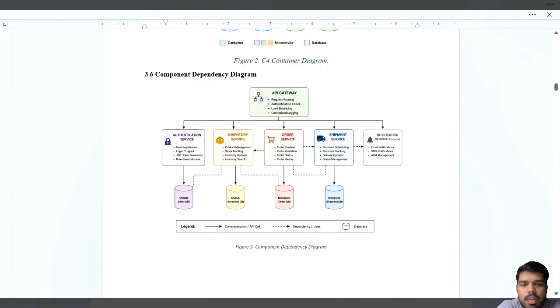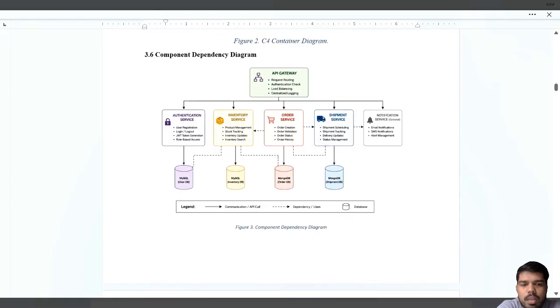Coming to the component dependency diagram, this diagram shows the communications and dependencies among the services. It starts with the API gateway as the central routing component. Then order processing depends on the inventory service to verify product availability before processing the order. The order service also communicates with the shipment service to generate the shipment records. Although services interact with each other, dependencies are minimized to maintain loose coupling.